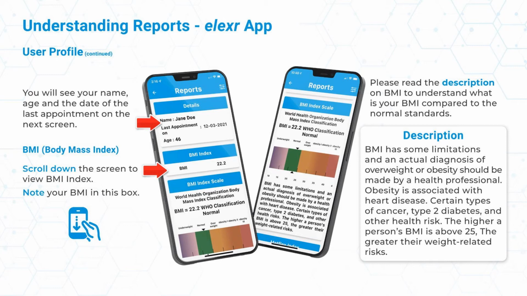BMI, Body Mass Index. Scroll down the screen to view your BMI. Note, your BMI is in this box. Please read the description on BMI to understand what your BMI is compared to the normal standards.